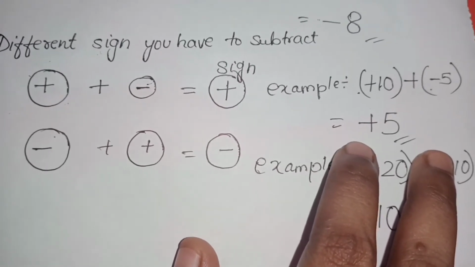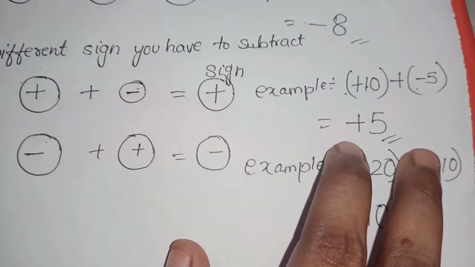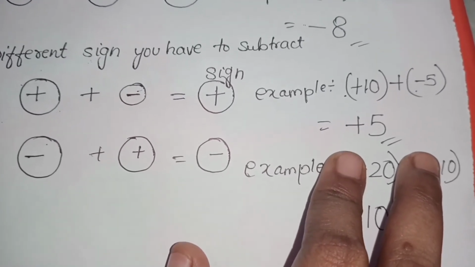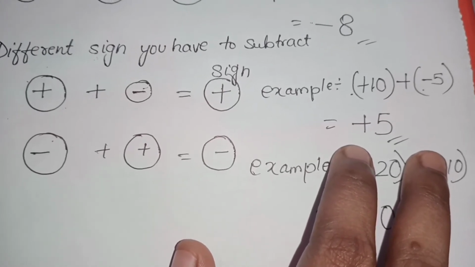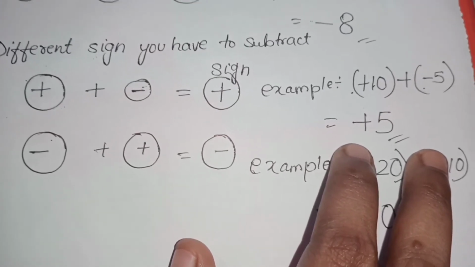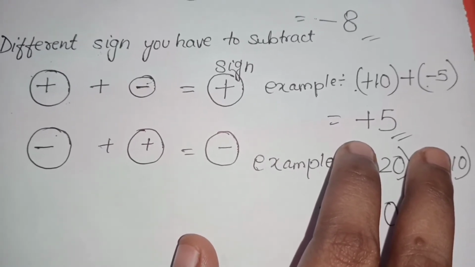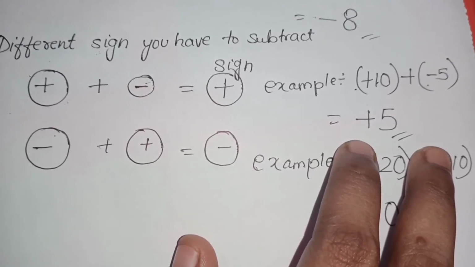20 or 10? Okay, so which one is greater? 20. So in front of 20, whatever sign will be there, we'll put that sign. Okay, so this is the easiest way. I thought that you will understand, as it is the beginning for you. So that is why I have chosen this way to teach you.